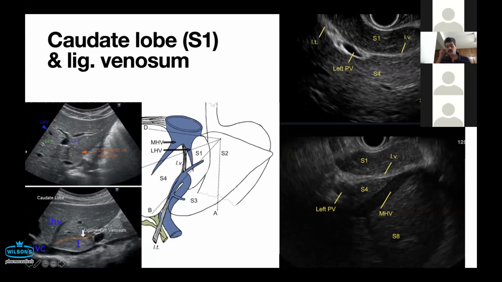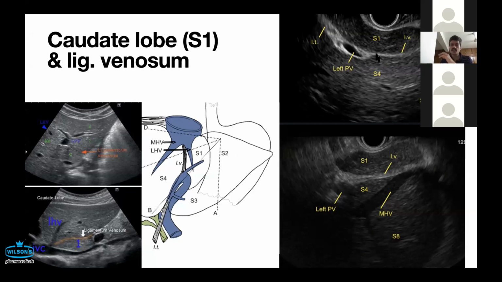These structures on US are very important to identify. A white band-like structure goes to the right of the image. This is the ligamentum venosum, and this will go to the junction of the left portal vein and the IVC. So these relationships are fixed.